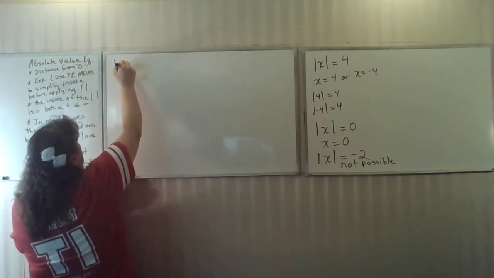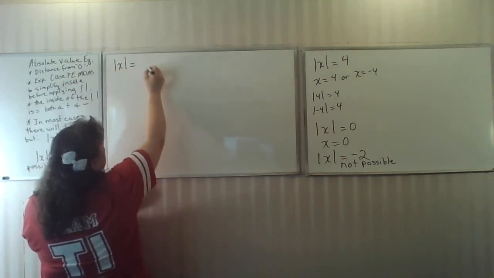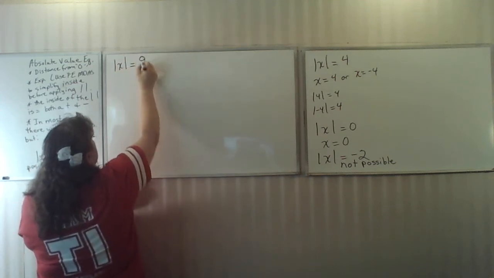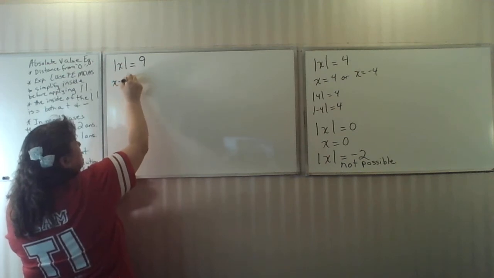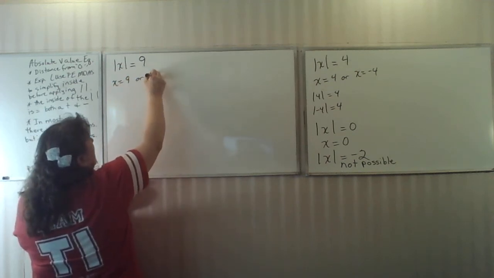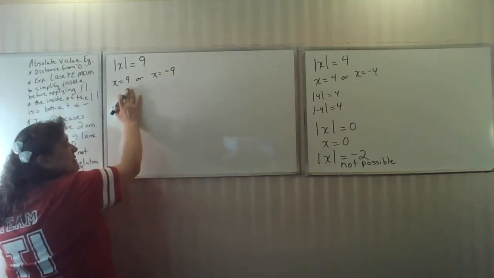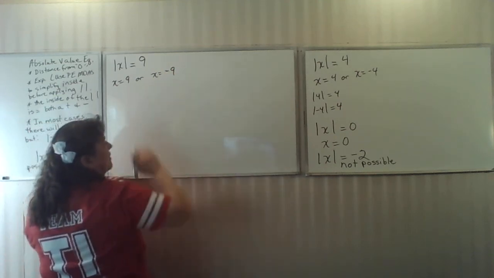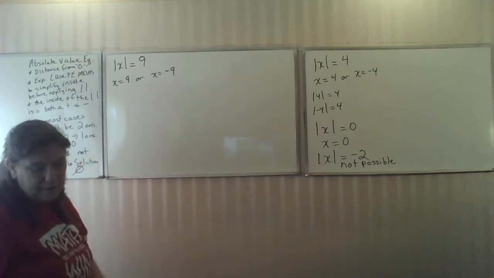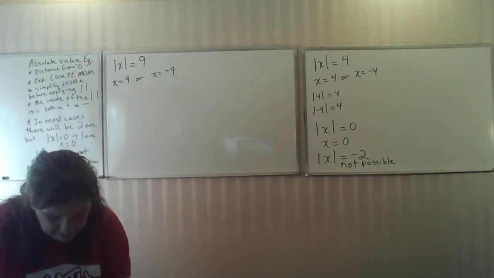The absolute value of some number is equal to 9. Therefore, x is equal to a positive 9 or x is equal to a negative 9, because 9 is 9 units from 0 and negative 9 is also 9 units from 0. Okay?